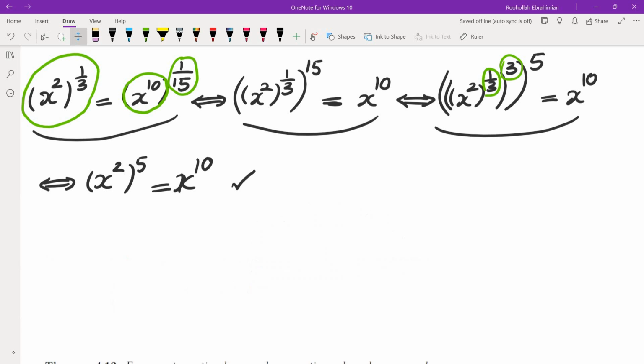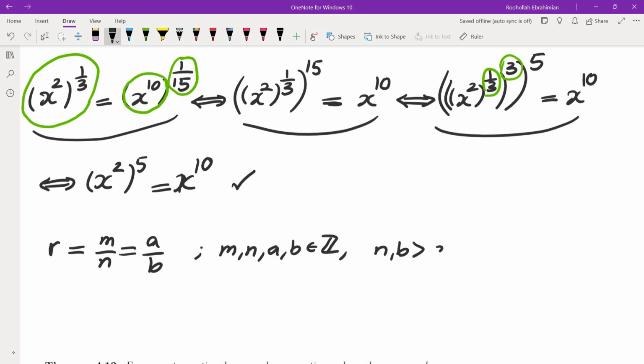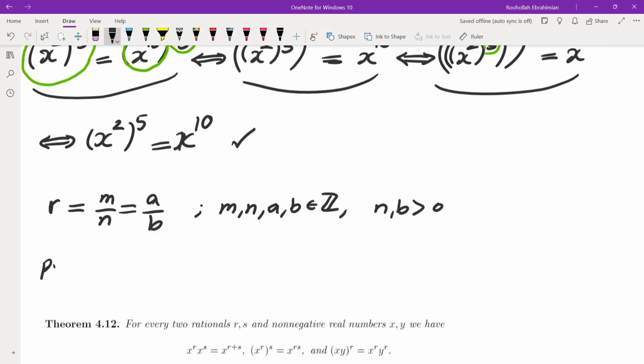So in order to prove that, and this would be something pretty easy, I'm going to leave that as an exercise. What you want to do is write down r as m over n, and also write it down in a different form, a over b, where m, n, a, and b are integers, and n and b are positive. Then we need to prove that, in fact, x to the power of m to the power of 1 over n is the same as x to the power of a to the power of 1 over b.